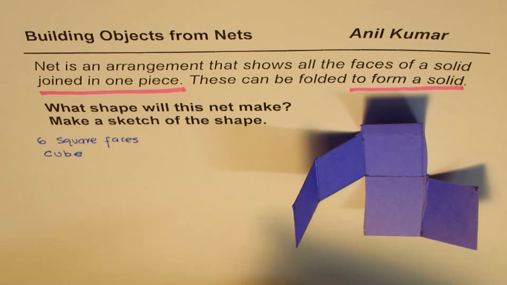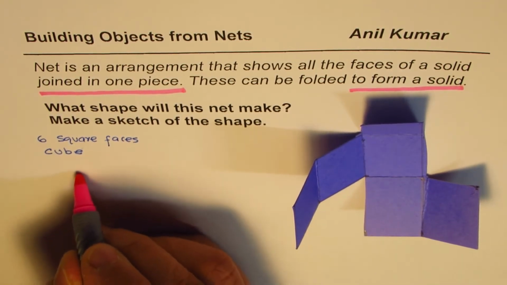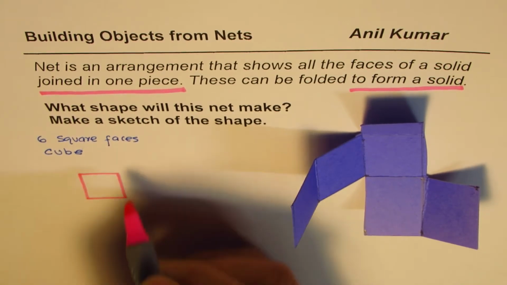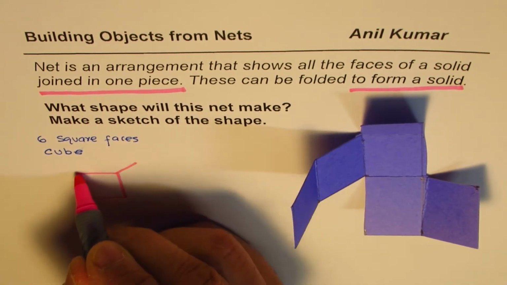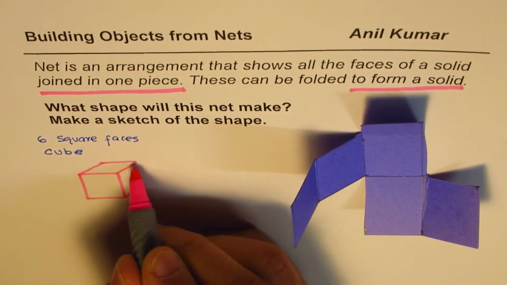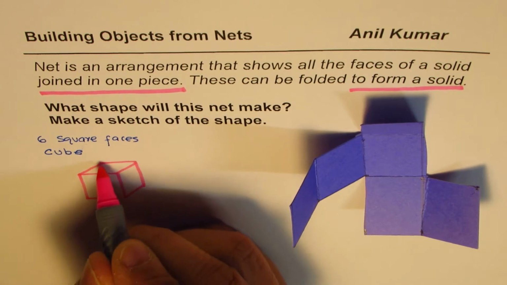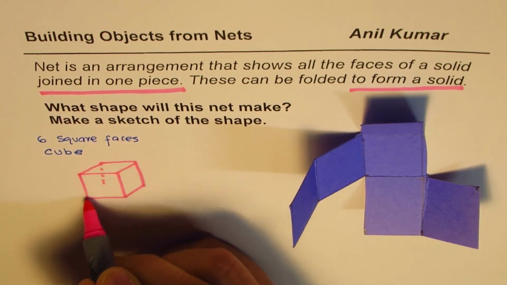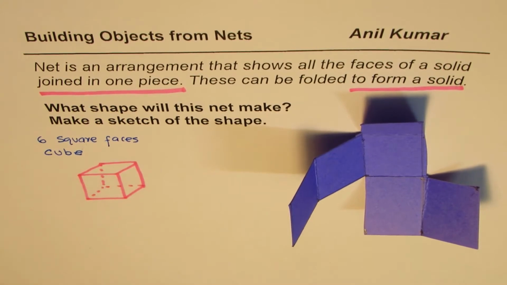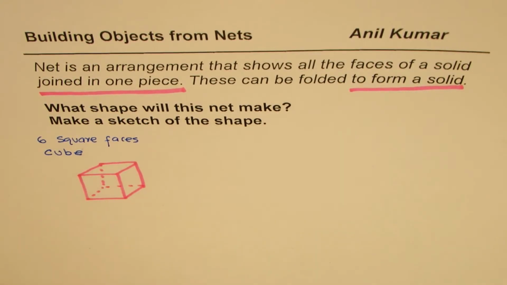So let me just sketch a cube for you here. So cube could be sketched like this. This is my front face. This one is on the side, right? This one is on the side. All are equal, and with dotted lines, we can show what is there on the back side of this. Correct. So we are done with the first one.